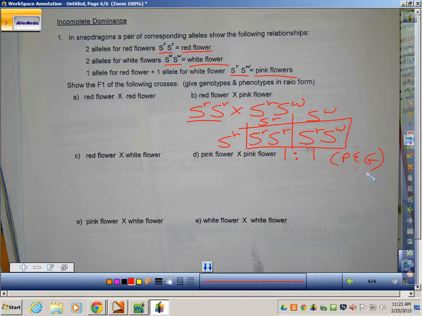I want you guys to do C. Cross a red and a white flower. Please, do that real quick. Step one, set up the cross. Step two, put it in a monohybrid. This should be real easy. Yeah, we're going to do dihybrids today, too.